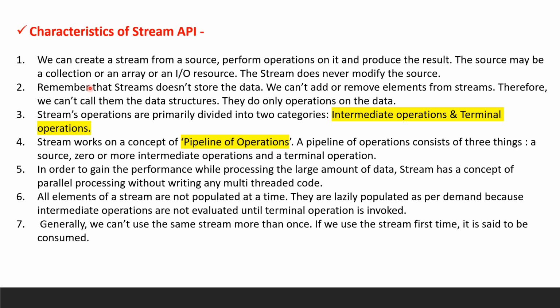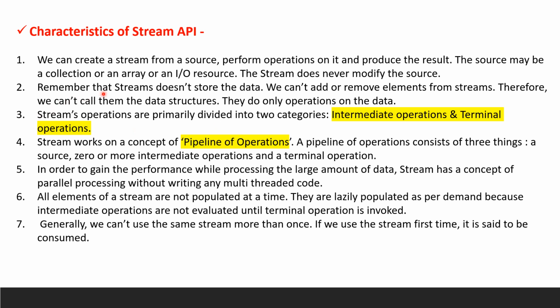The source may be, like I said, a collection or an array or an input output resource. The stream never modifies the source. Whatever source we are taking, it should not change at the end. We are producing the result, but the stream that we are introducing over that particular source never modifies the given source.